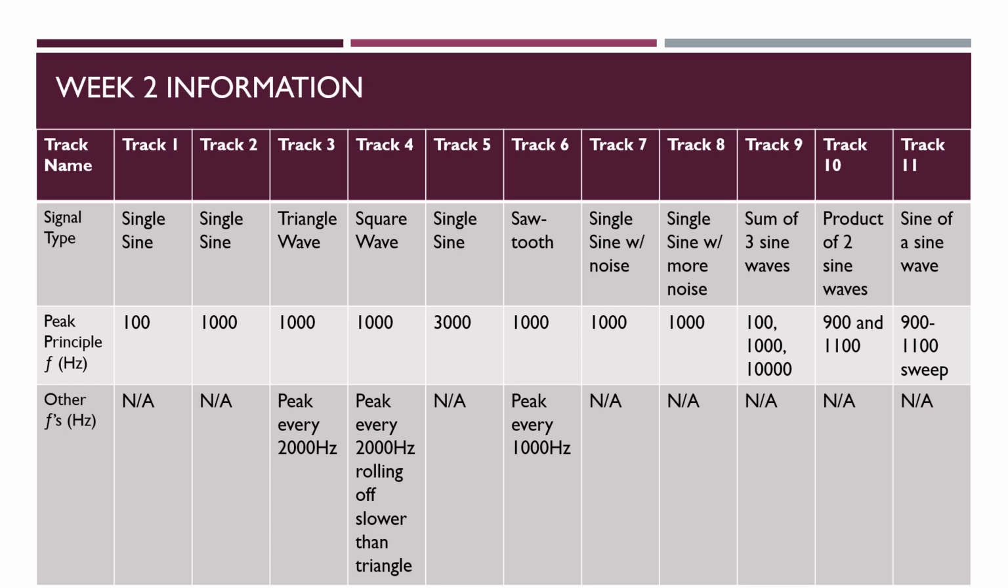This is a table of all the required information about the unknown samples from week 2 that we were required to identify. Of particular note that's not represented well in the table is that the additional peaks of the square wave were the same as the triangle wave, but fell off in amplitude much slower. The sawtooth wave had peaks at every even and odd harmonic instead of just every 2000 Hz. In track 11, the FM wave was sweeping a peak from 900 to 1100 Hz.